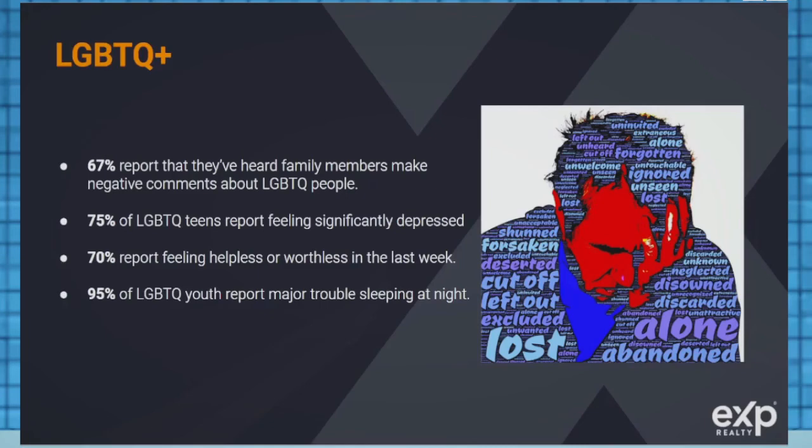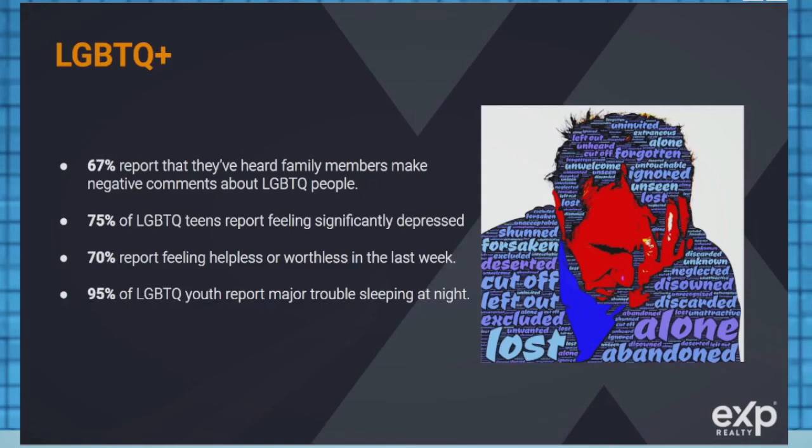70% report feeling helpless or worthless in the last week. That's of all LGBTQ folks, not just teens. 70% is a big number. 95%, huge, massive number of LGBTQ youth report major trouble sleeping at night. They often lie awake in bed thinking, what could I do to change? Or what did I do wrong? Or how can I convince my parents that I'm normal, that I'm okay?